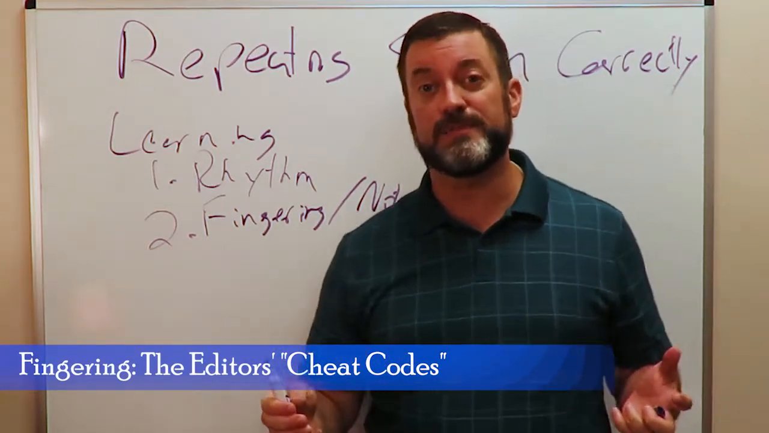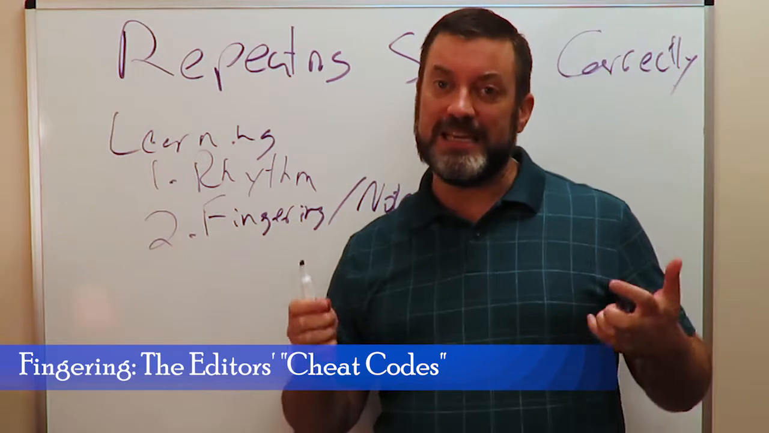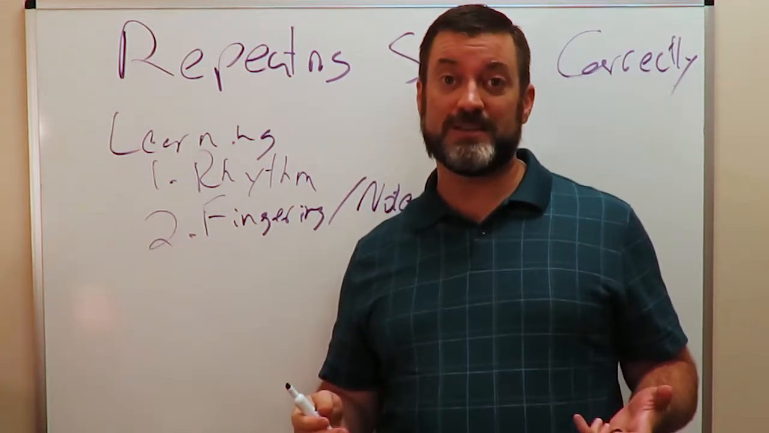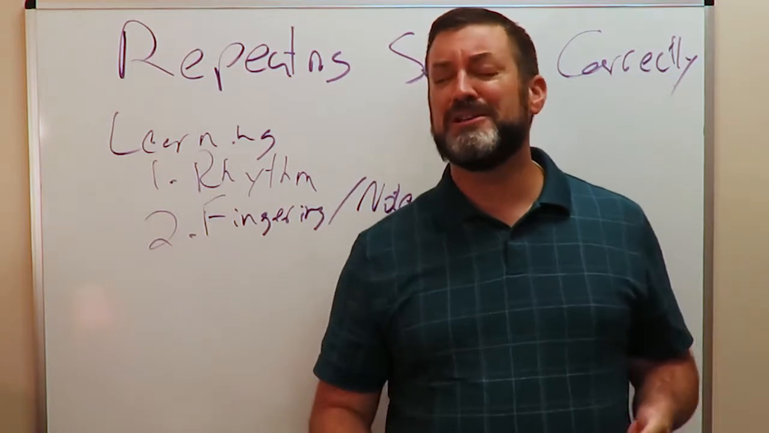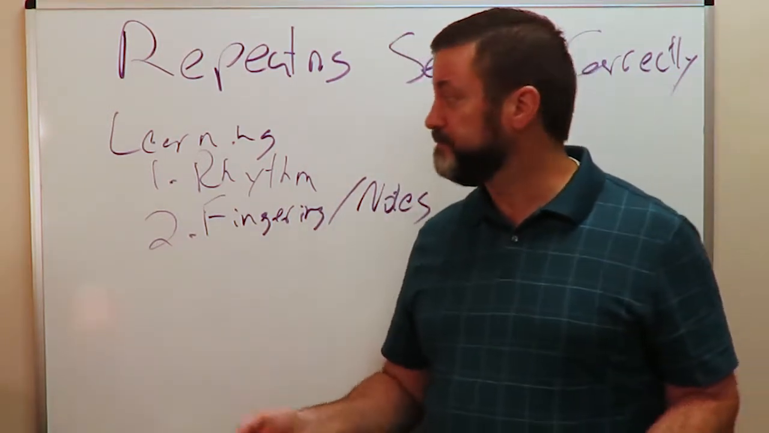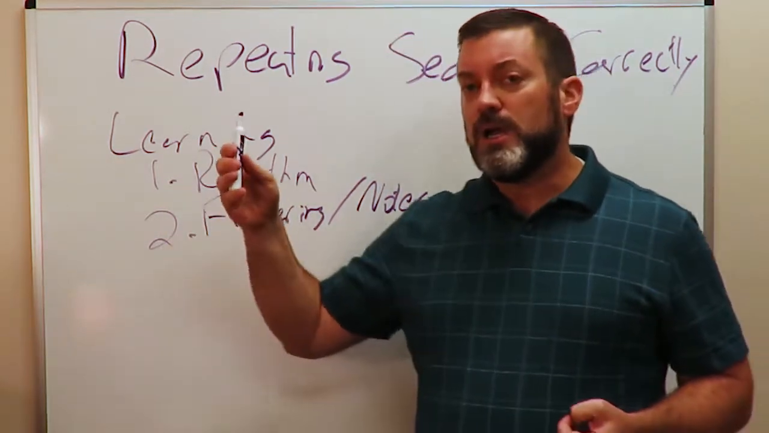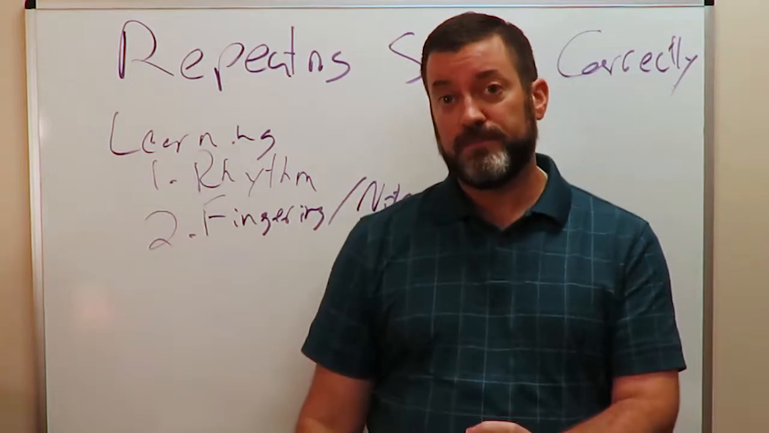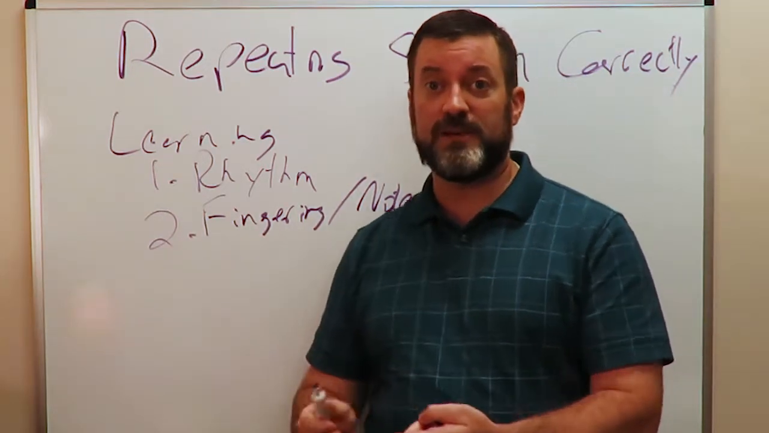They've gone through and they've figured out however many different ways there are to play this passage, and they've found the easiest way to play it. And they've told you what the easiest way to play the passage is by giving you finger numbers. Don't ignore the cheat codes. Make it as easy as it needs to be. Okay? So, in order to practice, you must first learn. We start by learning the rhythm. Then we learn the notes and the fingers.